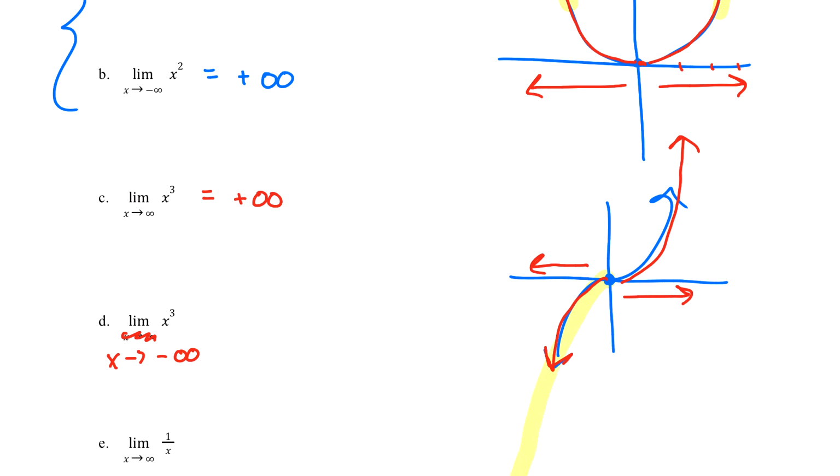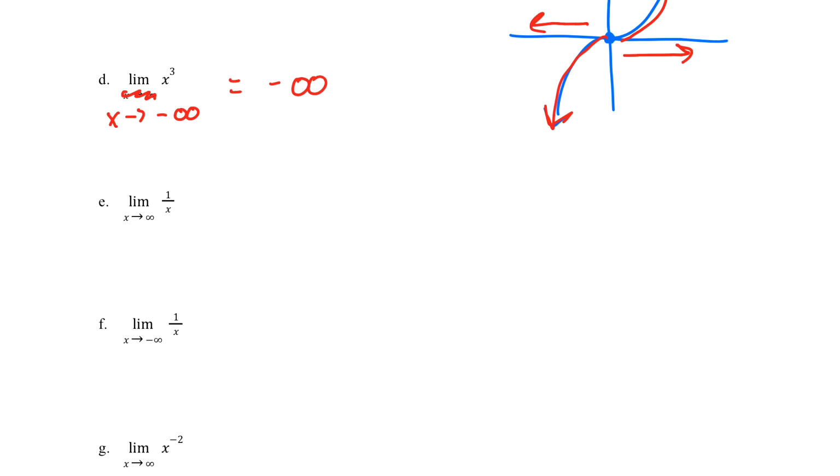If we were to follow that function, it would just be decreasing forever and ever as we move to the left. So rather than approaching positive infinity, this limit must be negative infinity, since our y value is just decreasing, it's going down, it's going down. So it's approaching negative infinity.